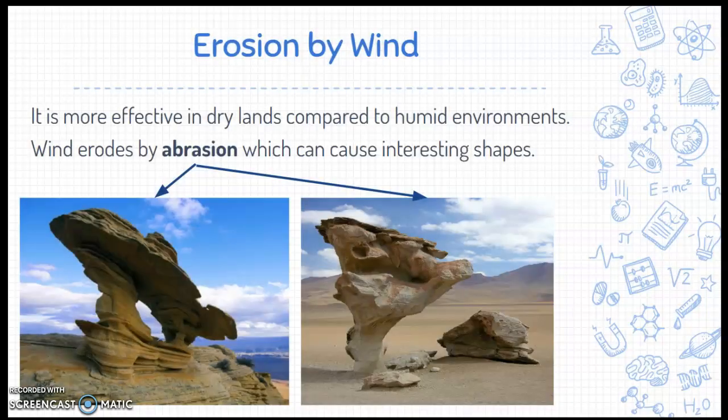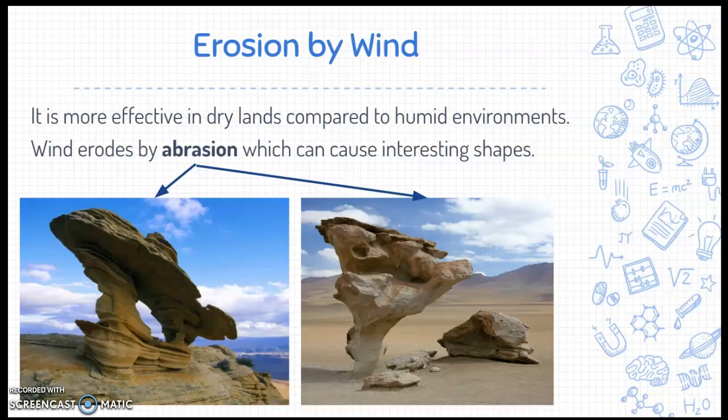Now, the next one is erosion by wind. This is typically in drier environments. There's not a lot of vegetation, as you see in these images right here. You don't see much vegetation. When there's not much vegetation, there's not much to block that wind. Around here, we don't have to worry so much about wind because we have a lot of trees and vegetation that stop a lot of the wind. So we really don't worry too much about wind erosion.